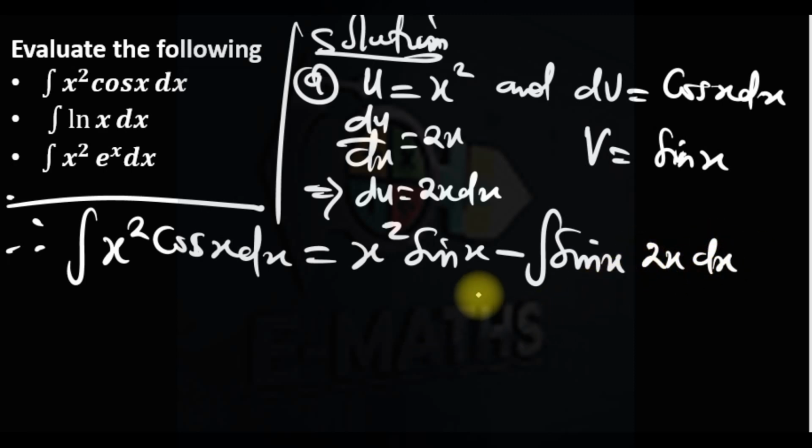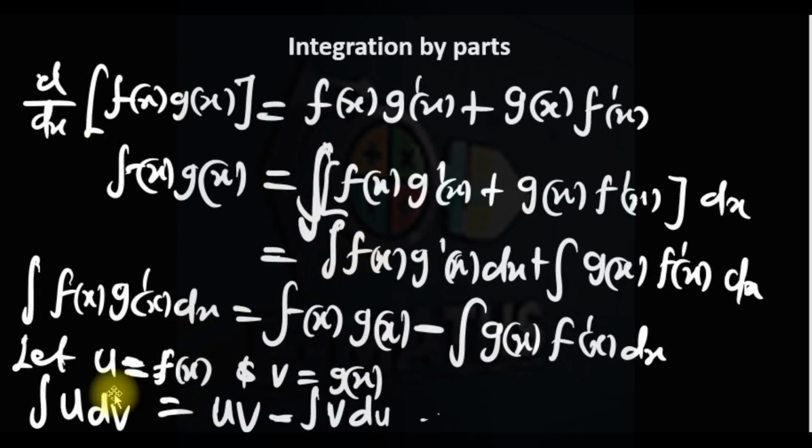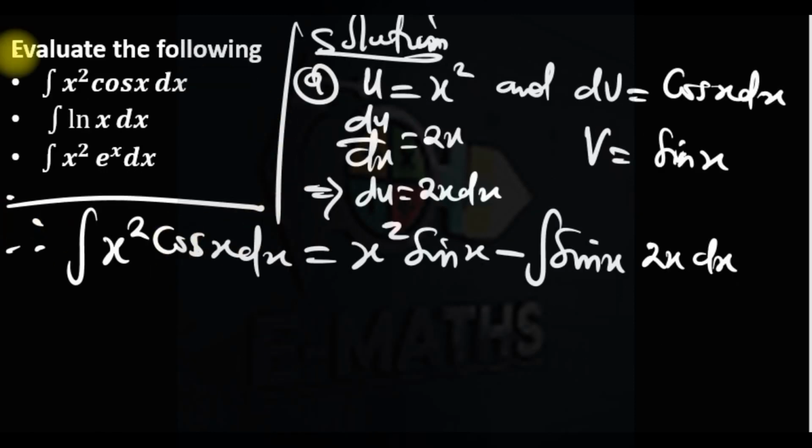Do you get the logic? I'm using this formula. Integral of u dv is now equal to uv minus integral of v du. So we integrate till we get to the last. So we're going to apply integration by parts again here. So we are going to do it 2 times.